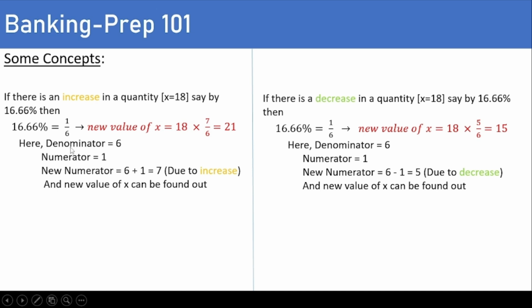So here I've also written: the denominator is 6, the numerator is 1. So the new numerator becomes 6 plus 1 is equal to 7 because of increase, and the new value of x can be found out.